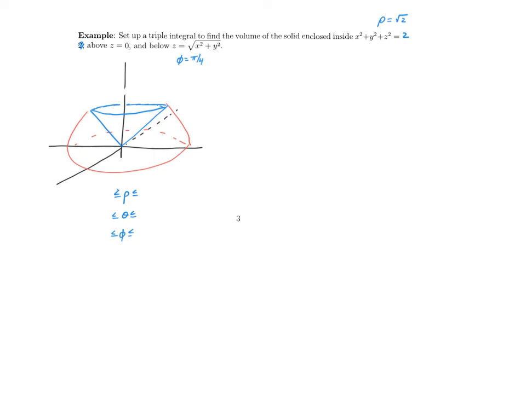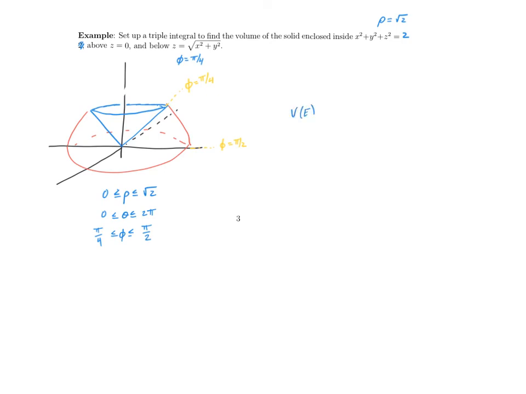Now that you've paused the video and thought about this for a few minutes, note that in this solid, the rho value varies from 0 to square root 2. We rotate all the way around the z-axis, so theta is from 0 to 2 pi. And we are going from this standard cone given from phi equals pi over 4 down to where we hit the xy plane, which is phi equals pi over 2. So our phi values are ranging from pi over 4 to pi over 2. And that's the key part of the problem.